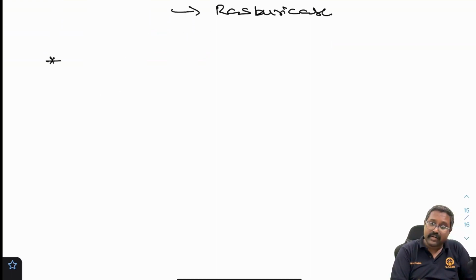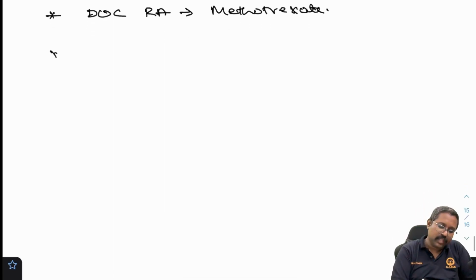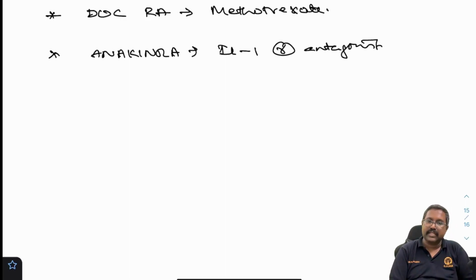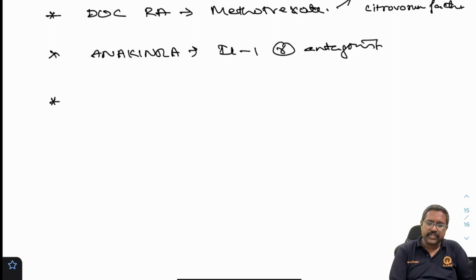So next we have rheumatoid arthritis. The drug of choice in case of rheumatoid arthritis is your methotrexate. What is anakinra? It is an interleukin 1 receptor antagonist. Whenever you give methotrexate, you need to supplement with folinic acid, which is also called citrovorum factor, etc.